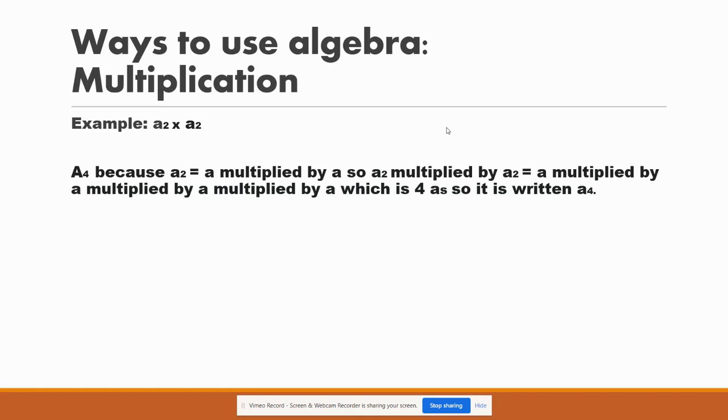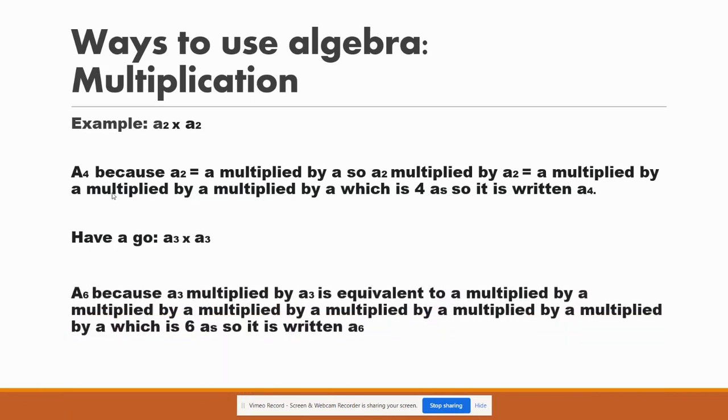Now the answer to this is a to the power of 4, because a squared equals a multiplied by a. So a squared multiplied by a squared equals a multiplied by a multiplied by a multiplied by a, which is 4 a's. So it is written as a to the power of 4. Now you can have a go. A cubed, a with a little 3 next to it, times a cubed. Pause the video now and try this out for yourself.